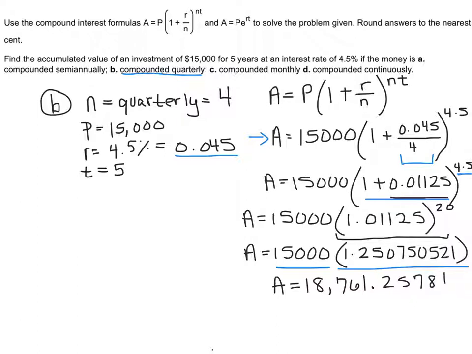And we get A equals 18,761.2571. And since this is a monetary value, I want to round to the nearest cent, which is the second decimal place. So here I have a 5, but since the number next to the 5 is a 7, I'm going to round that 5 up to a 6. So my final rounded answer is $18,761.26.